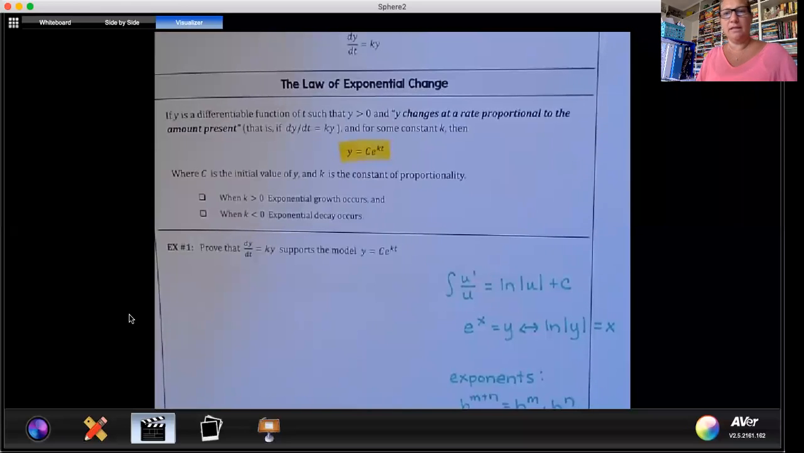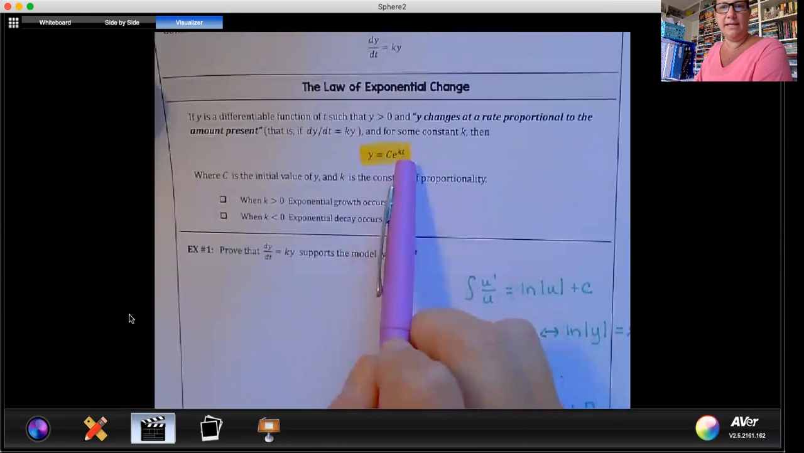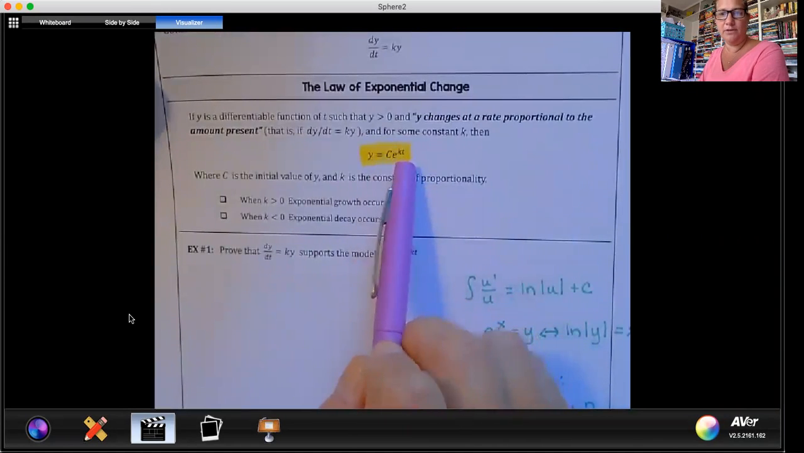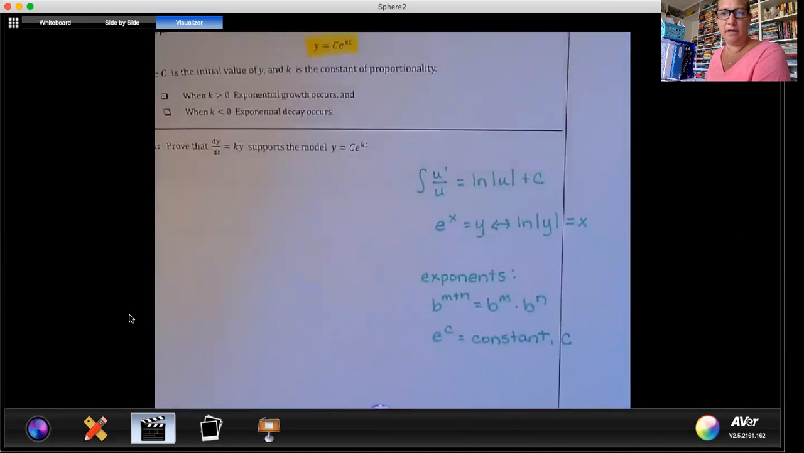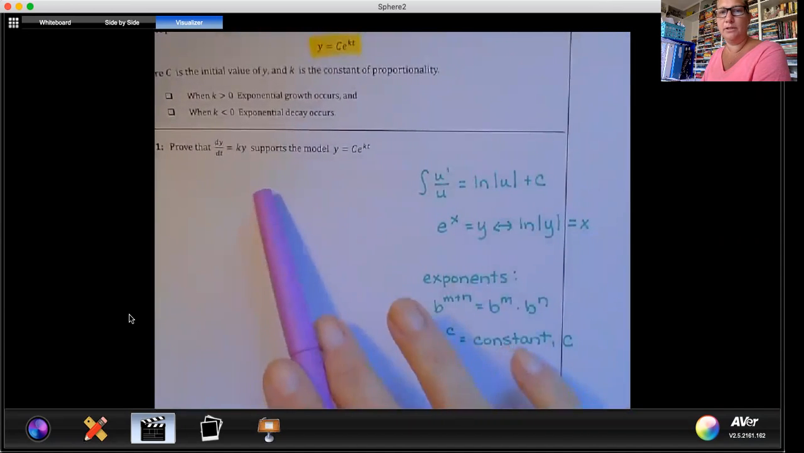Hey guys, today we're going to do the last section of Chapter 7, Section 4, Differential Equations, Growth and Decay. So the law of exponential change, y equals ce to the kt, is the equation that we're going to use for that. And I've given you a little bit of review information here that you may need to be able to do problem number 1.